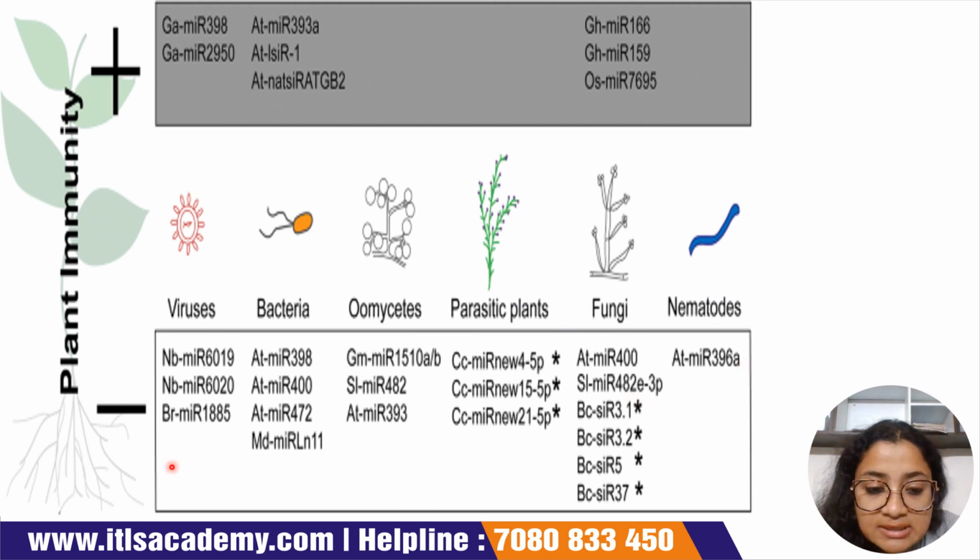Okay, so this is minus and this is plus. Minus means when the plant immunity will be decreased, and plus means these are the factors which will be increasing the plant immunity. So these are the RNA sequences which will be decreasing the plant immunity, and these are the RNA sequences which will be increasing the plant immunity. Okay, so this is just an overview. No need to remember each and every separate name of the mRNAs.